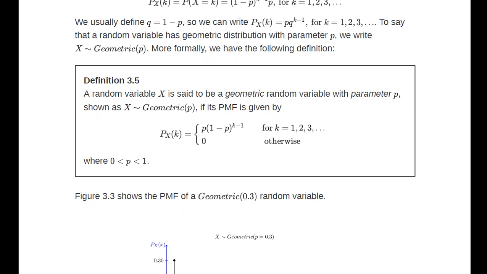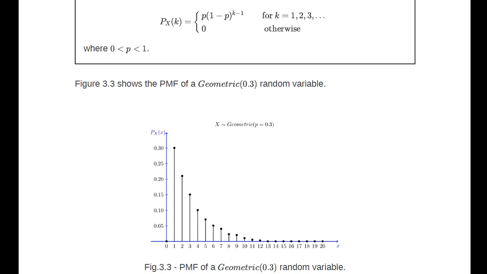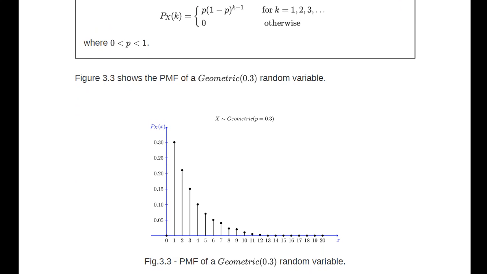A random variable X is said to be a geometric random variable with parameter p, shown as X ~ Geometric(p), if its probability function is given by P_X(k) = p(1 - p)^(k-1) for k = 1, 2, 3 and so on, 0 otherwise, where p is between 0 and 1. The following figure shows the probability function for a Geometric(0.3) random variable.